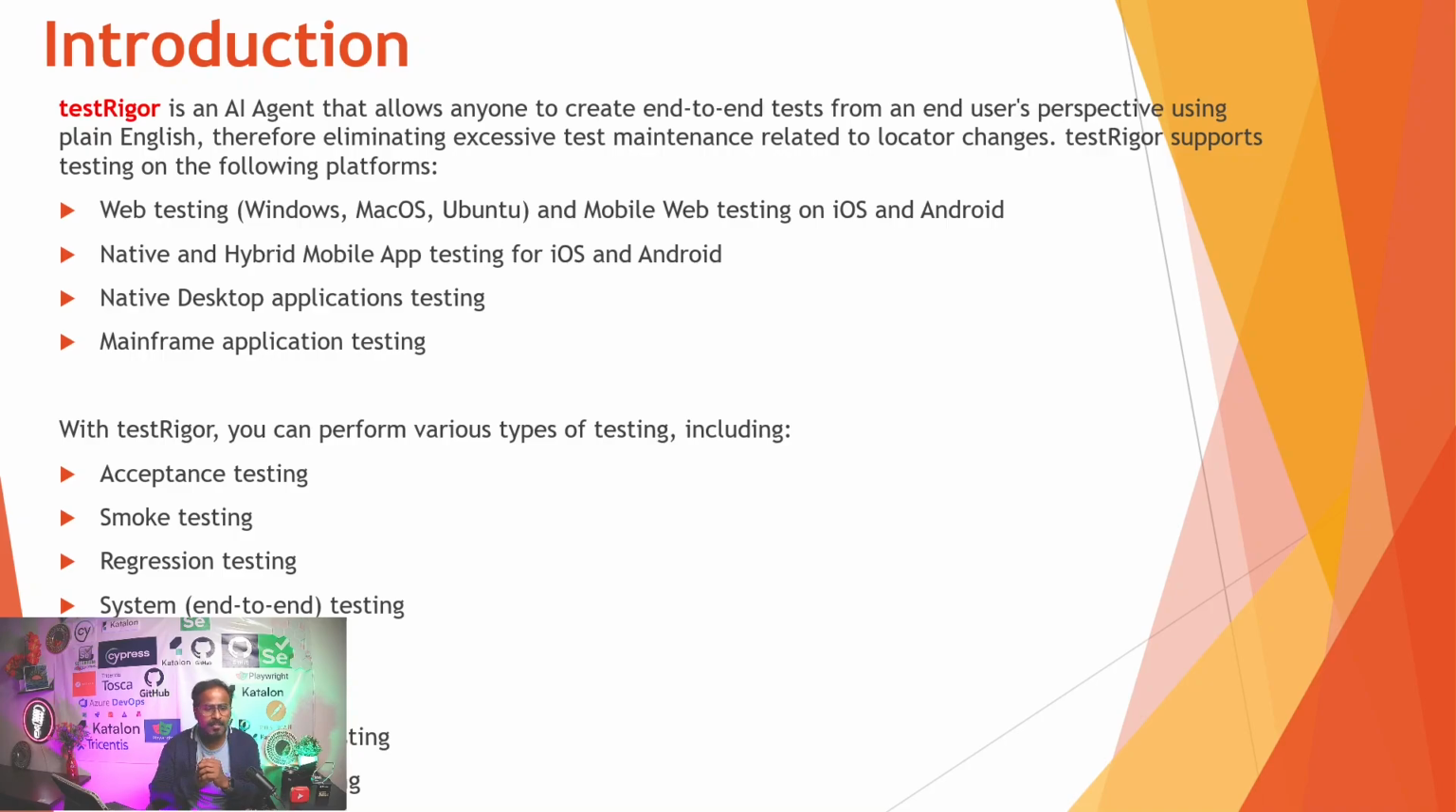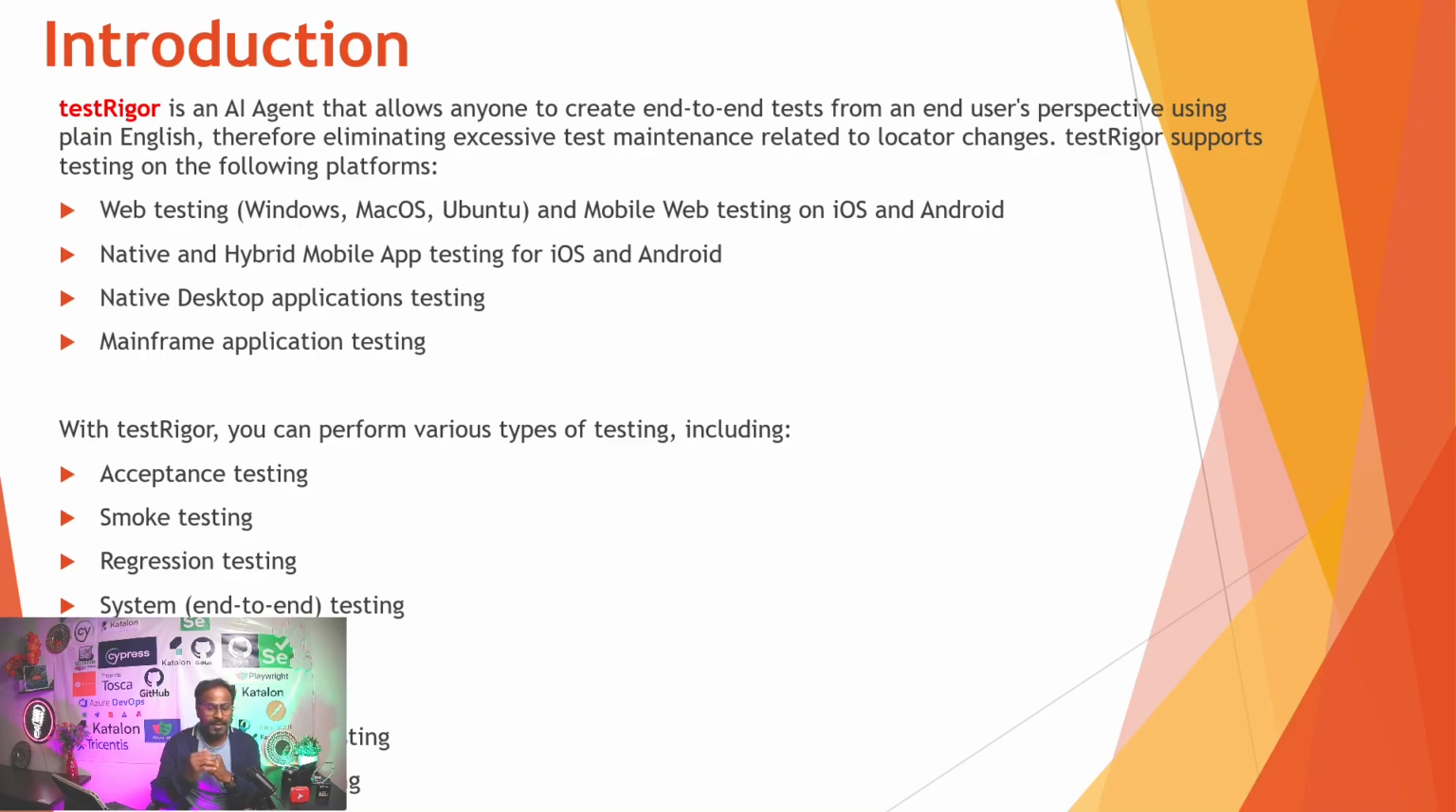testRigor supports testing on the following platforms. It can support web testing on Windows, Mac OS, and Ubuntu operating systems, and mobile web testing can be done on iOS and Android. It also supports native and hybrid mobile application testing for iOS and Android mobiles, and it also supports native desktop application testing. It also supports mainframe application testing.